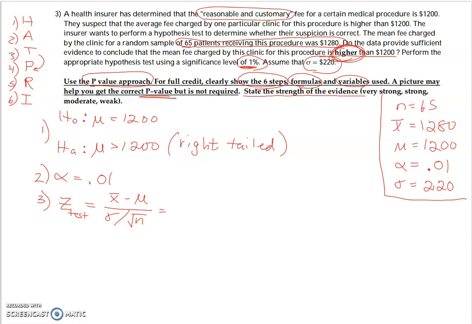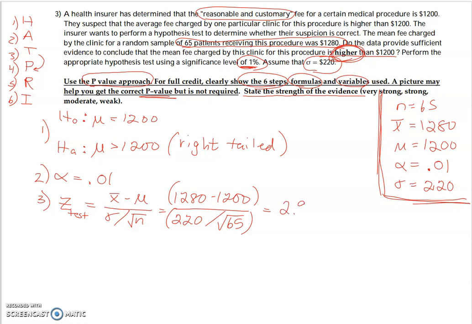So now we have the equation, so now we just plug in from our little table of information the variables, we can just plug in the numbers. So we've got 1280 minus 1200 over sigma, the population standard deviation, which is the 220, divided by the square root of 65. And a couple parentheses here might help you out with your calculator. So if you do that correctly on your calculator, you should get 2.93. Okay, this is our test statistic.